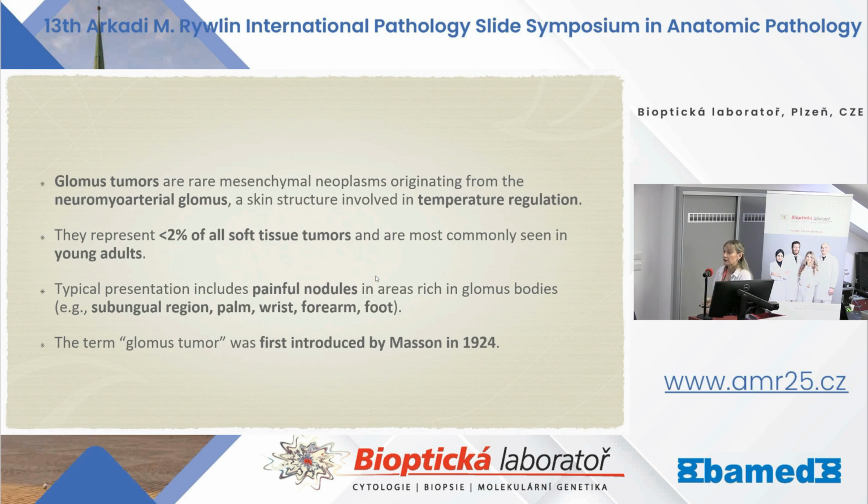So, of course, glomus tumors are rare mesenchymal neoplasms originating from the neuroarterial glomus, skin structures involved in temperature regulation, and they represent less than 2% of all soft tissue tumors, and they are most commonly seen in young adults. This is not our case. And typical presentation includes painful nodules in areas rich in glomus bodies, at the subungual region, palm, wrist, forearm, and foot, and this is not our location. And the term glomus tumor was first introduced by Masson in 1924.